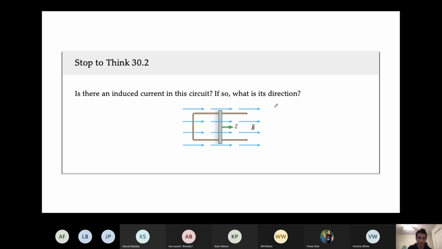Okay, so now the question is: is there any induced current in the circuit? If so, what is the direction? If you have a bar moving to the right and you also have the magnetic field to the right, would there be any current? Yes or no?